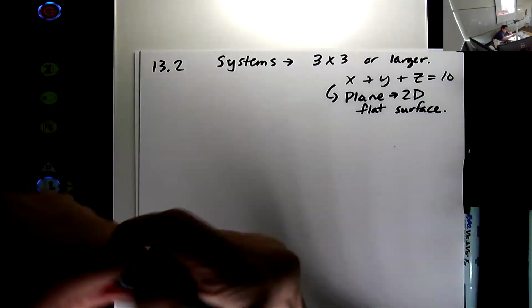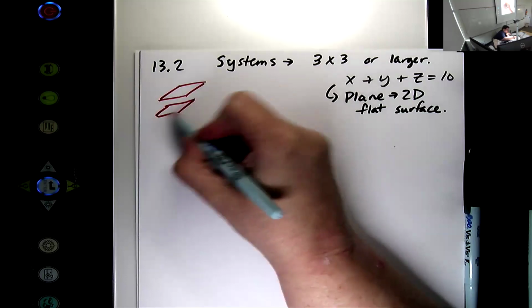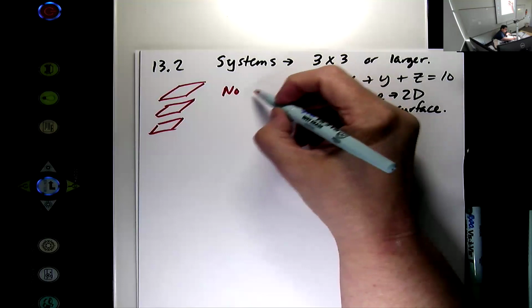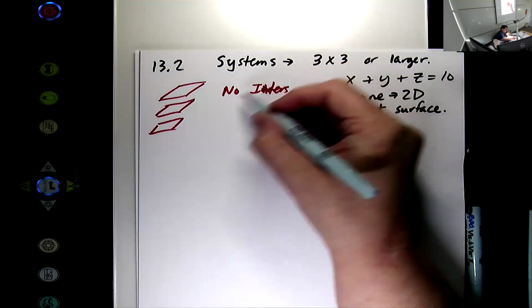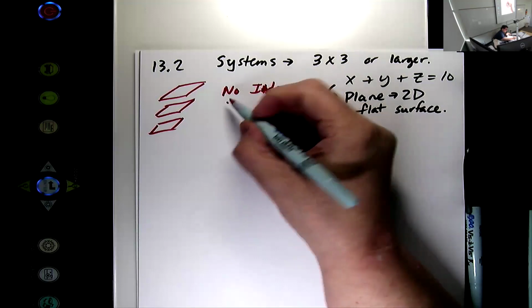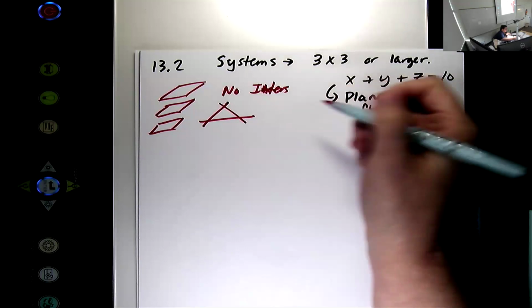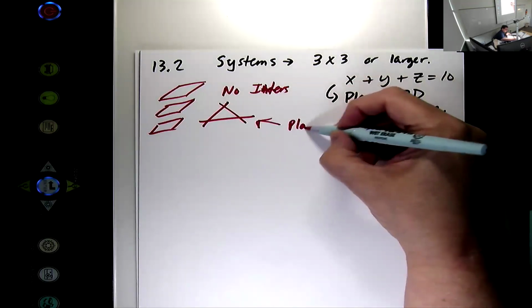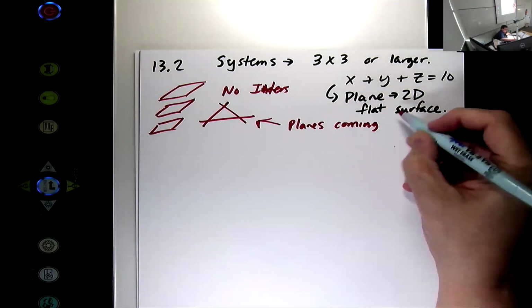So like 3 planes, I could have them like this. They don't intersect at all, they're all parallel. So no intersection. I could have it so, here, I'm gonna do the planes coming out of the board. So like these are the planes coming out of the board. Again, no solution.